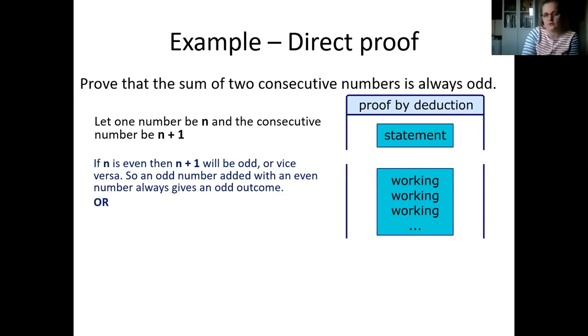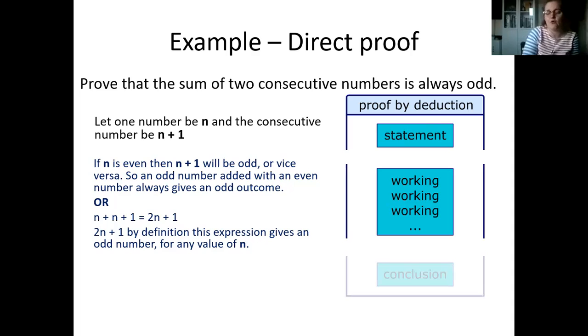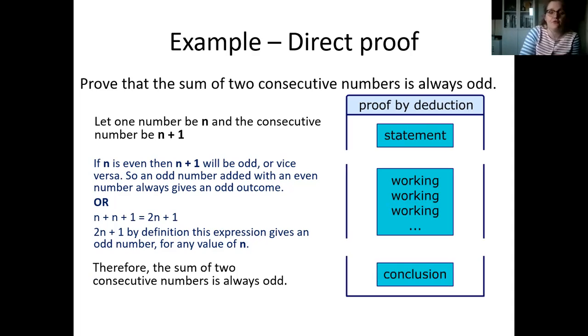So let's use some algebra to show this. n plus n plus 1 equals 2n plus 1. By definition, this expression gives an odd number for any value of n. Doesn't matter what we have, we've got 2n, which would always give us an even number, but 2n plus 1 will always give us an odd number. Therefore, our conclusion, the sum of 2 consecutive numbers is always odd.